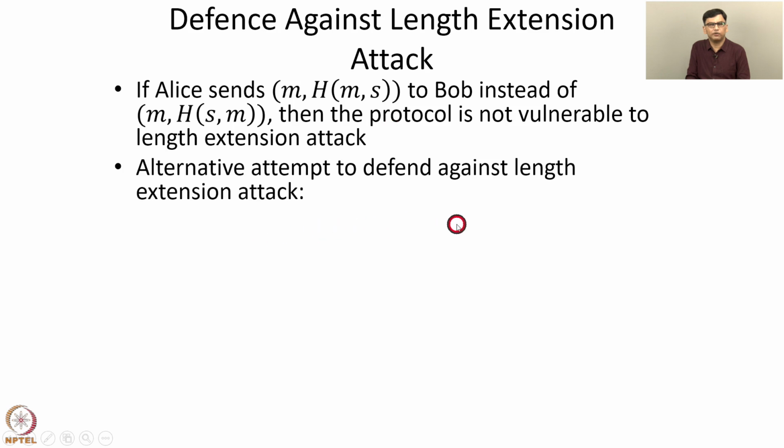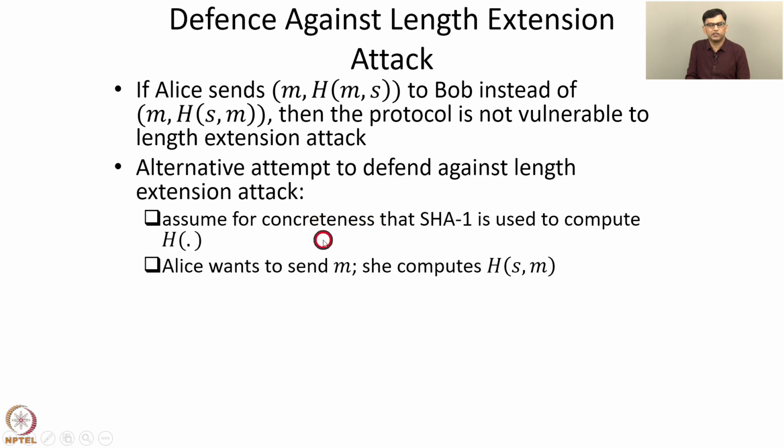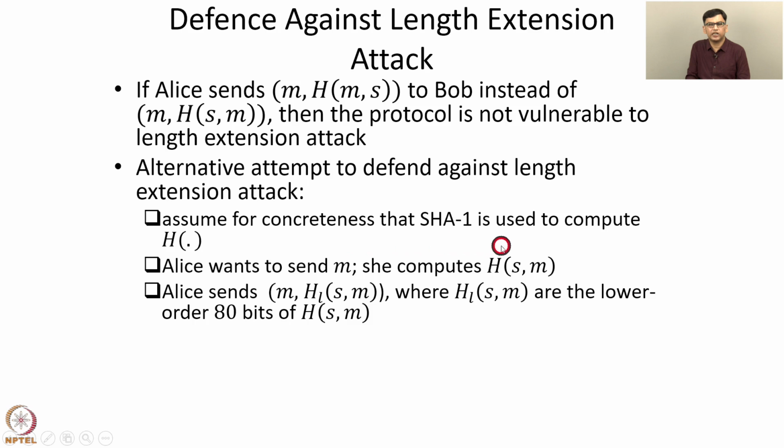Here is an alternative attempt to defend against the length extension attack. If we want to use h of s, m only, assume for concreteness that SHA-1 is used to compute the hash. Alice wants to send the message m. She computes h of s, m, but now instead of sending the entire h of s, m, Alice sends m, hl s, m, where hl s, m are the lower order 80 bits of h of s, m. So Alice sends only half of the bits of h of s, m, the lower order 80 bits, and omits the upper order 80 bits.